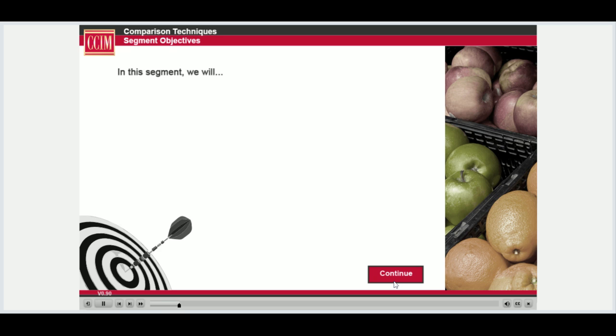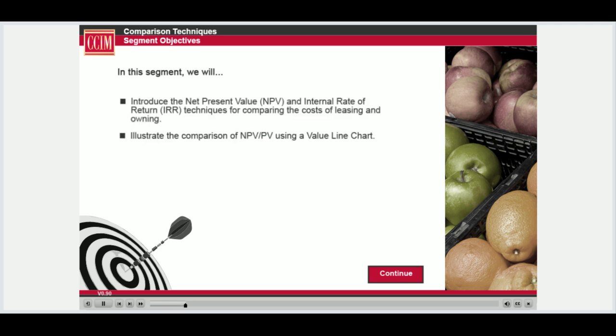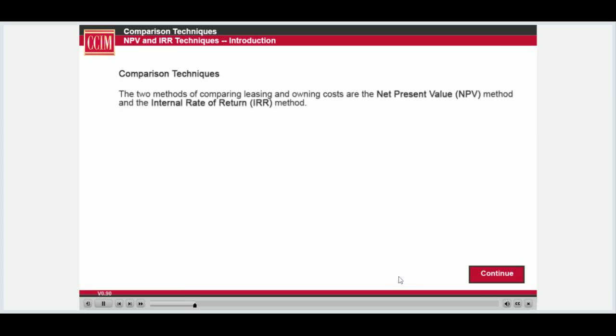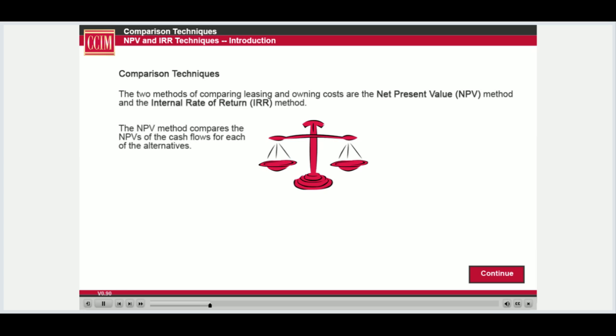In this segment, we will introduce the net present value and internal rate of return techniques for comparing the cost of leasing and owning. Two methods CCIM uses to compare leasing and owning costs are the NPV and IRR of the differential method. The NPV method compares the NPVs, discounted costs, the cash flows for each of the alternatives.